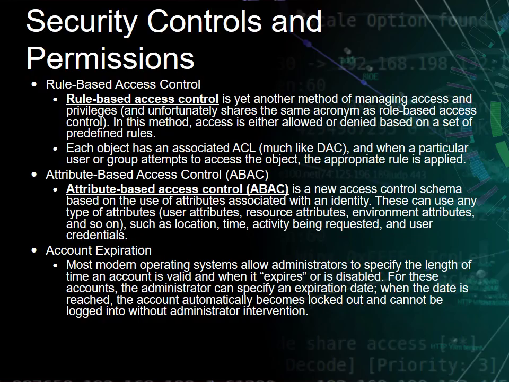Some other ways to manage permissions and access and privileges are rule-based access controls. It's yet another method for managing access and privileges, and in this method, access is either allowed or denied based on a set of rules. So, for example, you could have a rule in place saying that if you try to access a resource at 12 o'clock at night, and users can only use the system from 6 a.m.